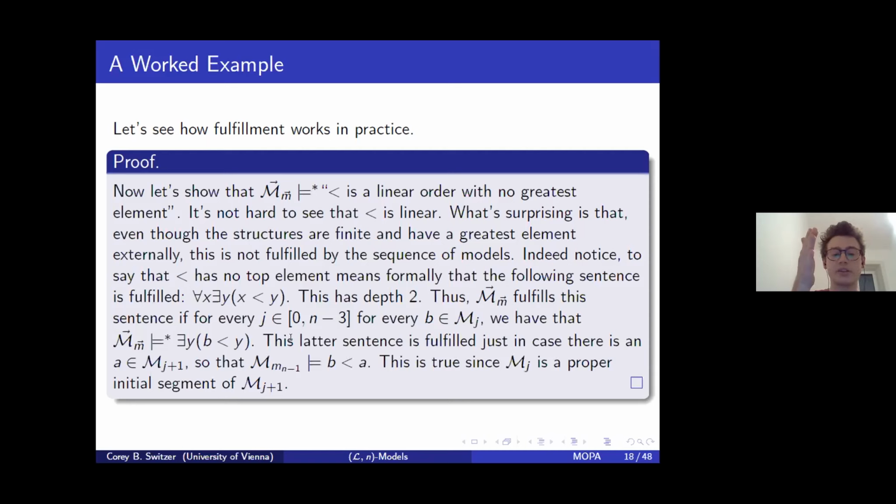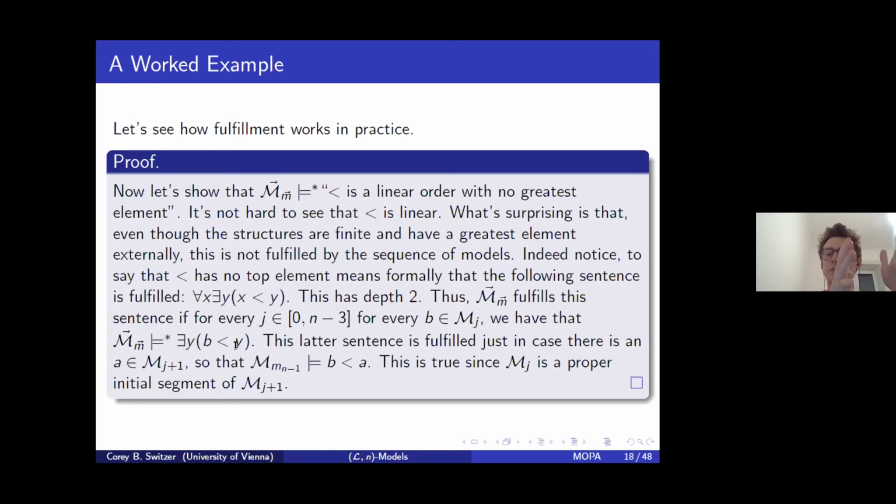And so what I can do is I need to be able to then go to the j plus first model, so at most the n-2nd model, and find something larger than b. And clearly I can do this, right? The whole point is that this whole situation is set up so that I can only talk about stuff that comes from sort of early enough along in my sequence of models.